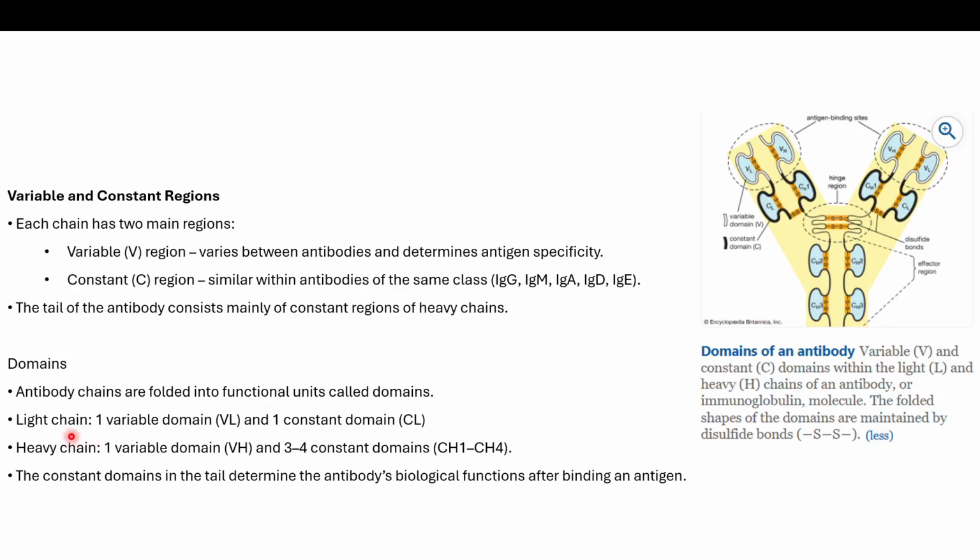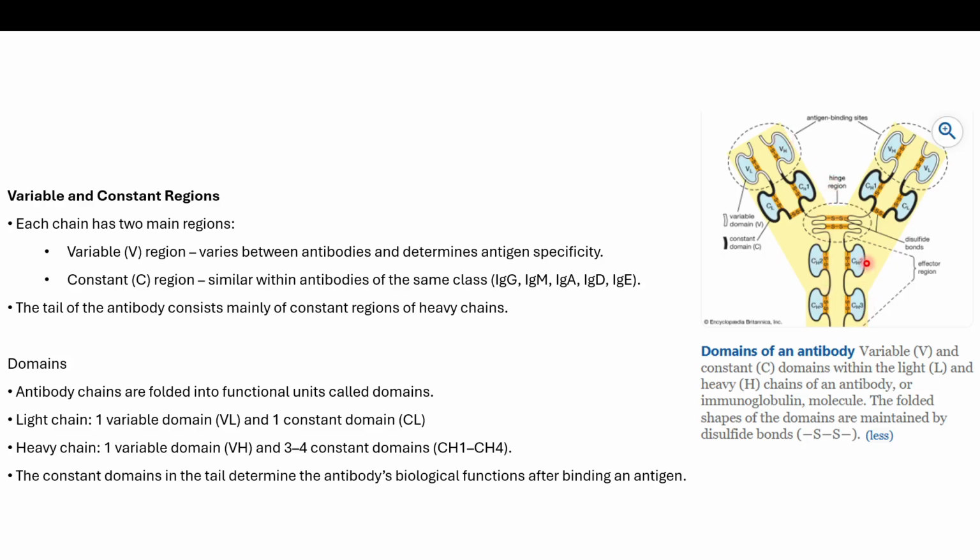When we talk about domains, antibody chains are folded into functional units called domains. Basically, this is a protein only, right? So how a protein folds onto itself to perform a specific function, similarly, an antibody also is a protein. So the different chains are folded into a particular format, giving rise to functional domains. If you talk about the light chain, this one here, it has one variable domain, the V region VL, and one constant domain CL. Both the light chains.